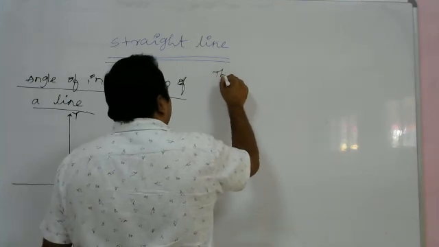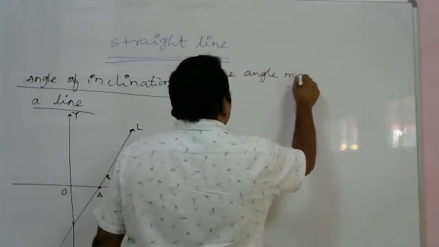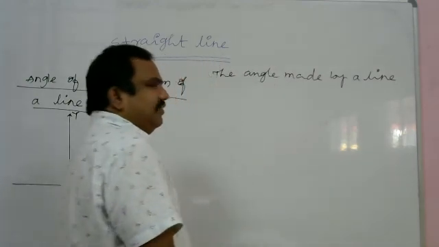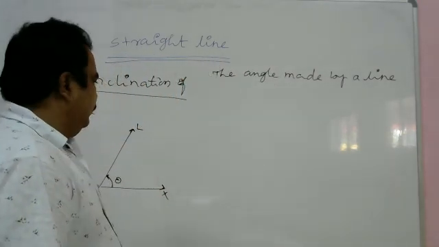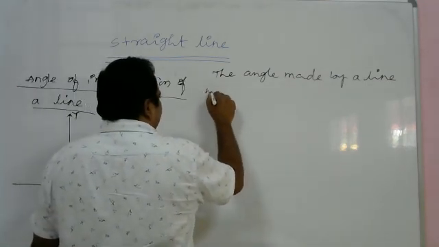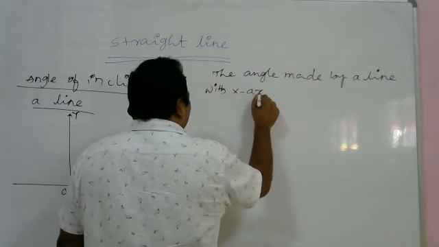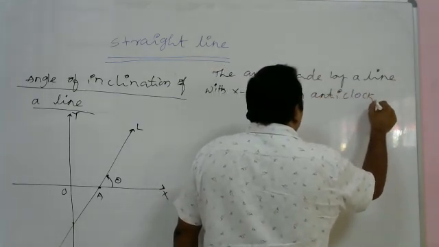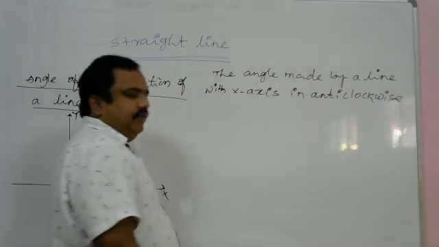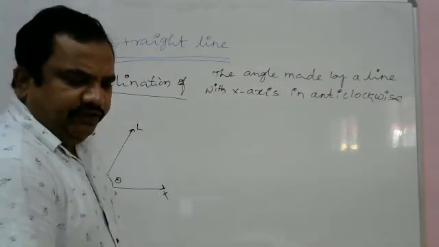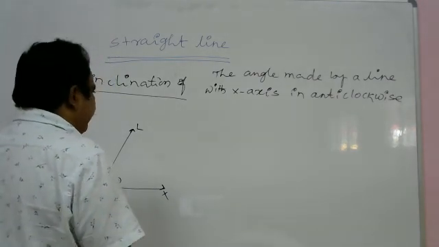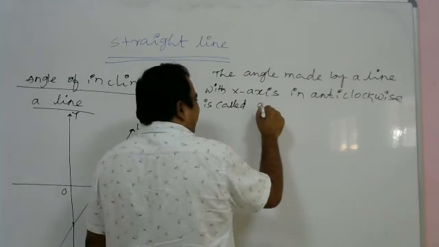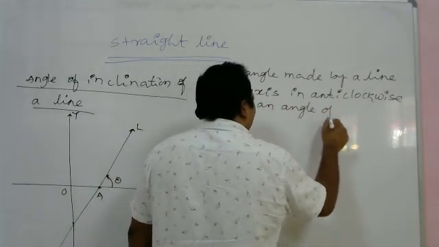The angle made by a line with x-axis in anti-clockwise direction is called an angle of inclination. An angle of inclination.